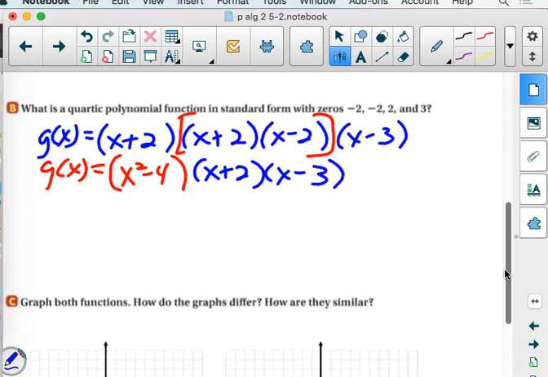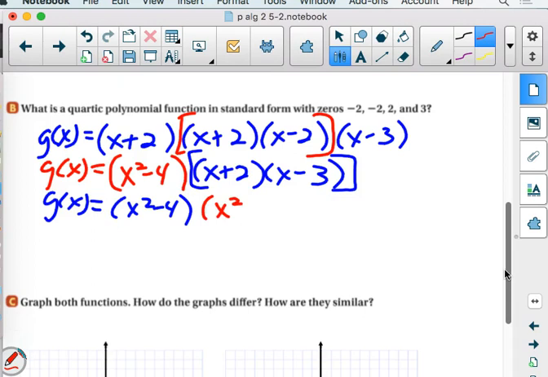So at this point, because none of these are going to be nicer than any other ones if we multiply them together, I would probably just multiply these back two together first. So let that x squared minus 4 hang in there for a second. Minus 3x plus 2x will give us minus 1x minus 6. It's been a while since we had to do this, but do you remember how to multiply x squared minus 4 times x squared minus x minus 6? Anybody remember?